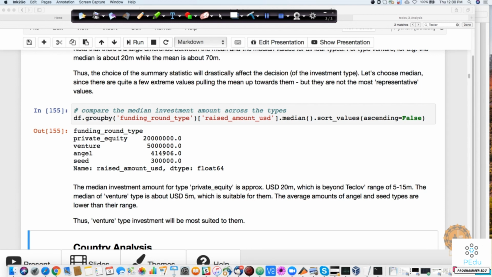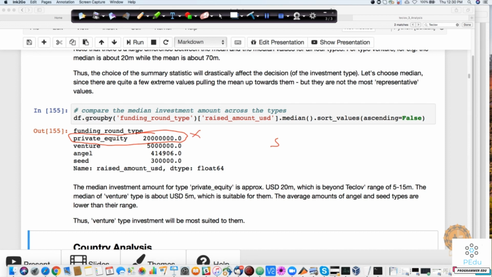So now let's compute the median for all these investment types, which are private equity, venture, angel investment, and seed investment. What we have done is sort it. By looking at it, it looks like private equity has the maximum investment happening, so we could go with this. But we have to remember our rule. We cannot go beyond the 5 million to 15 million range, right? So we cannot go with this.